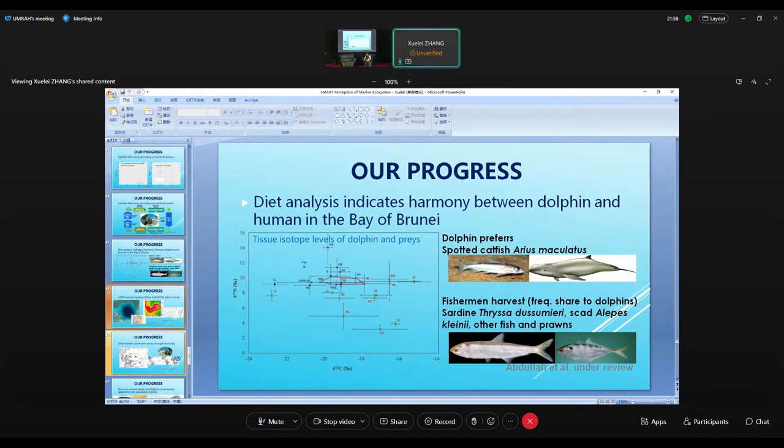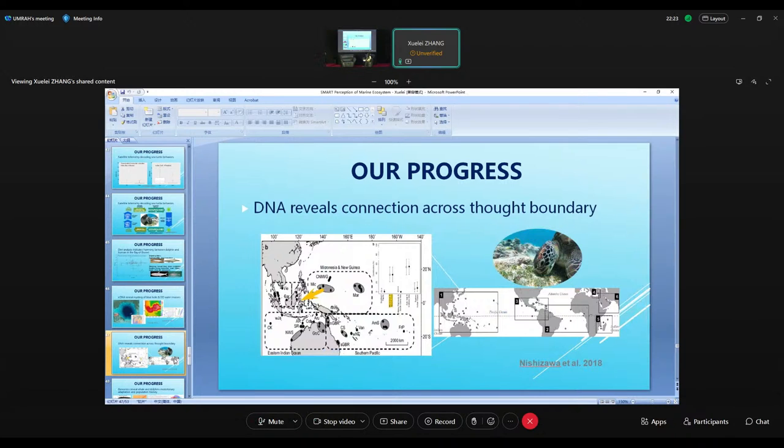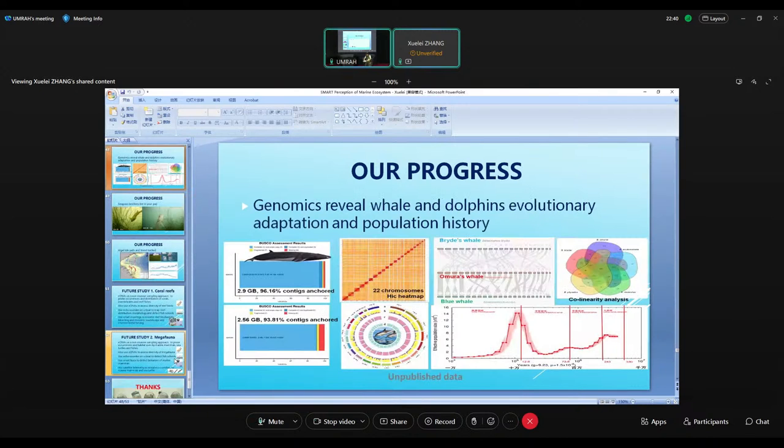This is where we use the isotope method to reveal the mystery of the Blue Hole, the world's deepest blue hole in the South China Sea, and also the water masses in the East Indian Ocean. And we also use the DNA approach to reveal the biological connection across what we saw to be the boundary between our management units. And now we are working on the genomics of whales and dolphins, and hopefully we will reveal guidelines and information on their evolution and their genetic basis for adaptation to the environment.